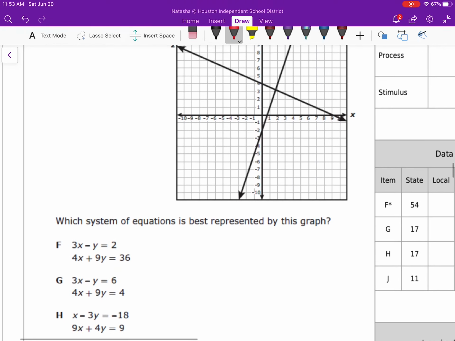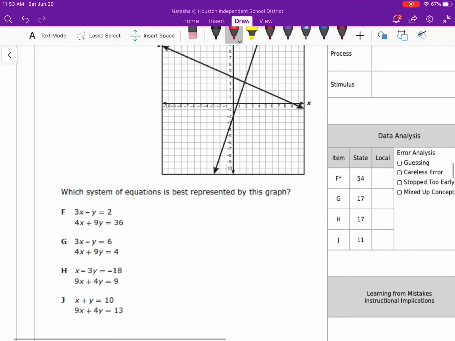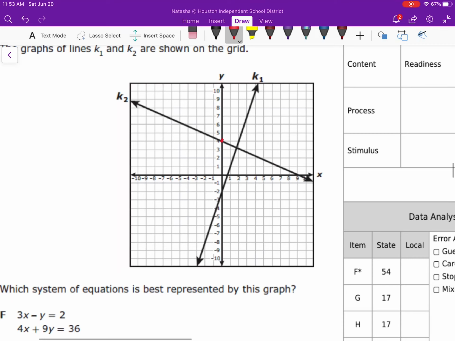Let's see, we're given the graph. Which equation best represents the graph? So again, we're just going to go ahead and write our equation. Now in this case, these are in standard form. So the y-intercept here is 4. So our b is equal to 4, and it's a negative slope. I'm going to pick 2 perfect points. Okay. So I'm going to go down 1, 2, 3. So my slope is going to be negative 3.